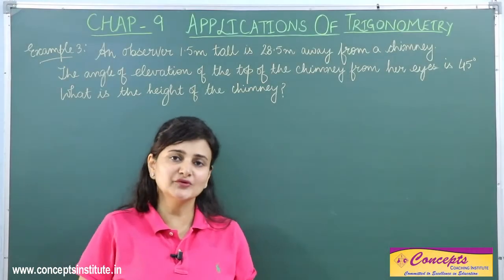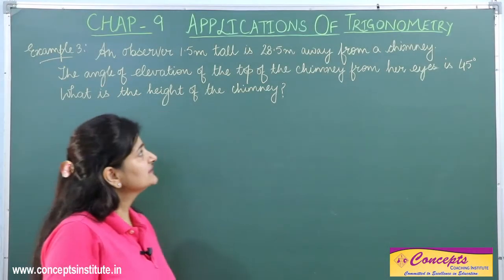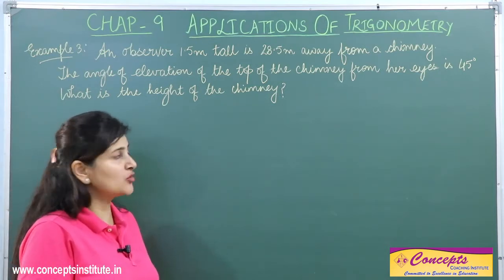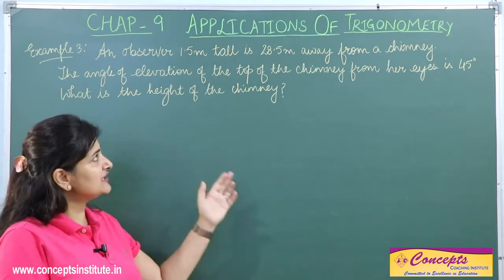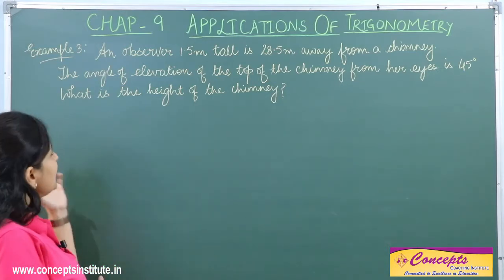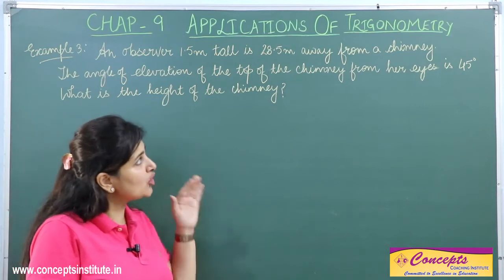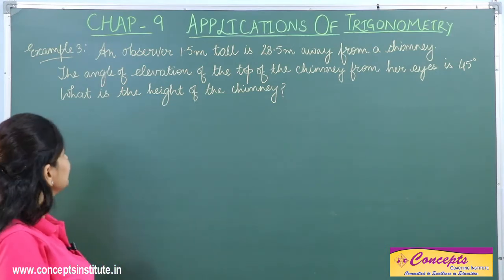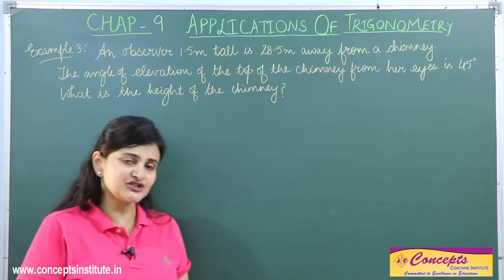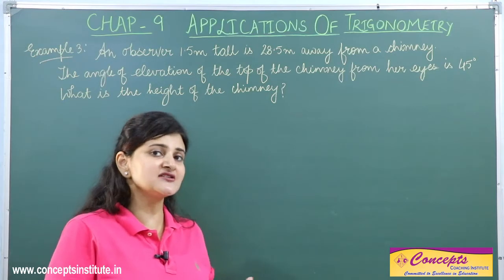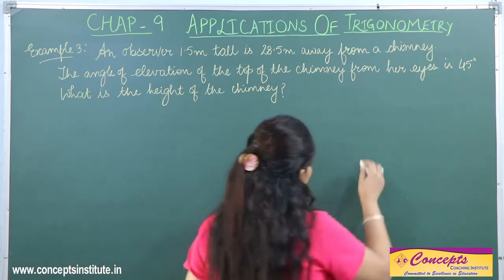Okay, students, so moving on to example 3. The question is, an observer 1.5 meter tall is 28.5 meter away from a chimney. The angle of elevation of the top of the chimney from her eyes is 45 degree. What is the height of the chimney? Now students, no figure is given to us, so let's just first make a figure.